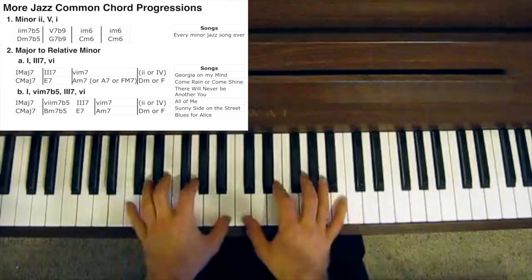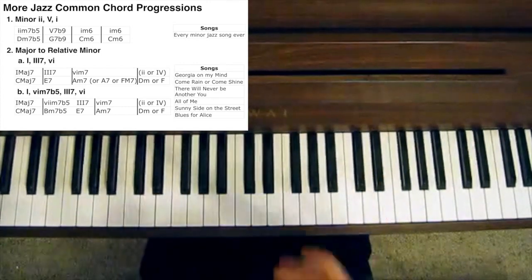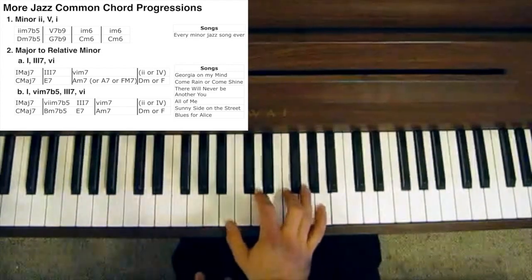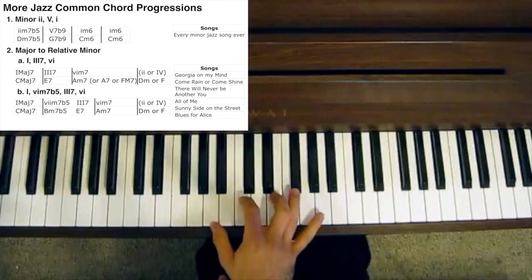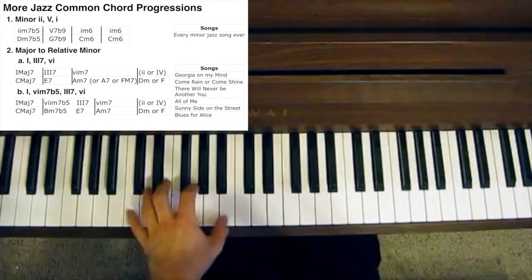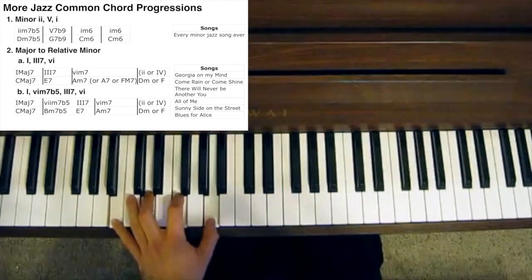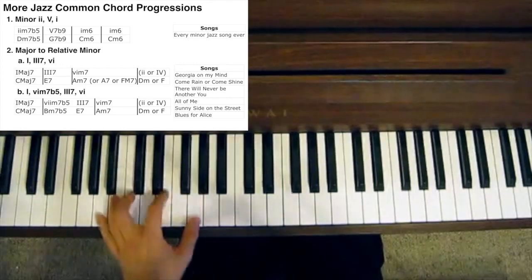Now you can make that relatively simple chord progression a little bit more complex by putting in effectively a secondary 2-5-1 going to the A minor 7. So you'd go C major 7 to B half diminished to E7 to A minor 7.